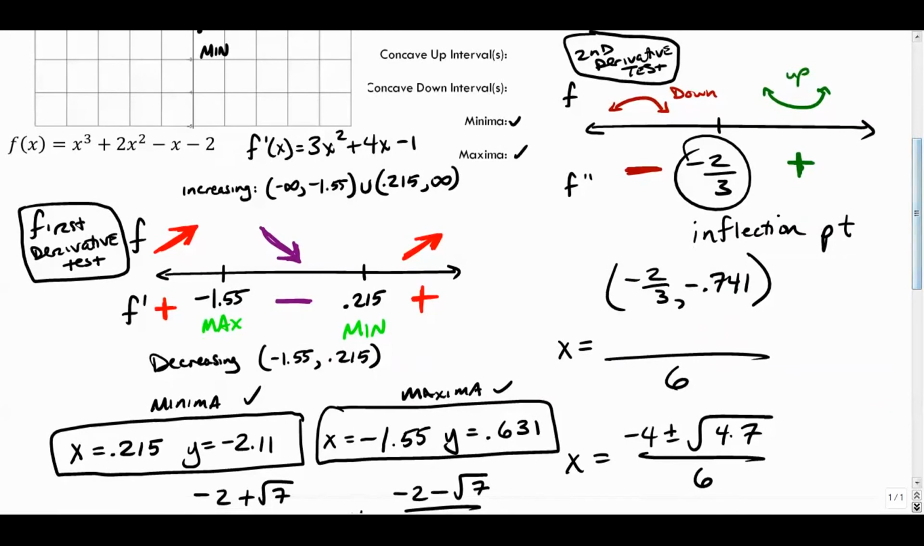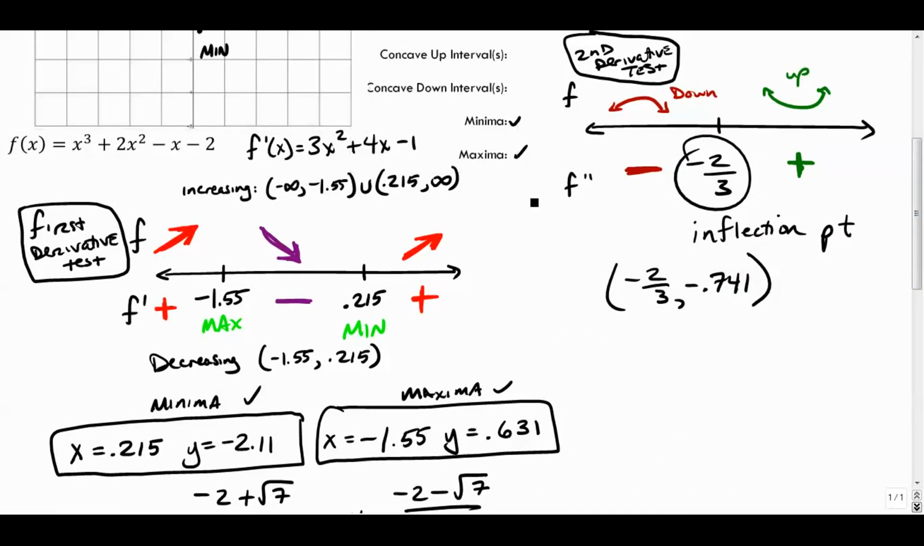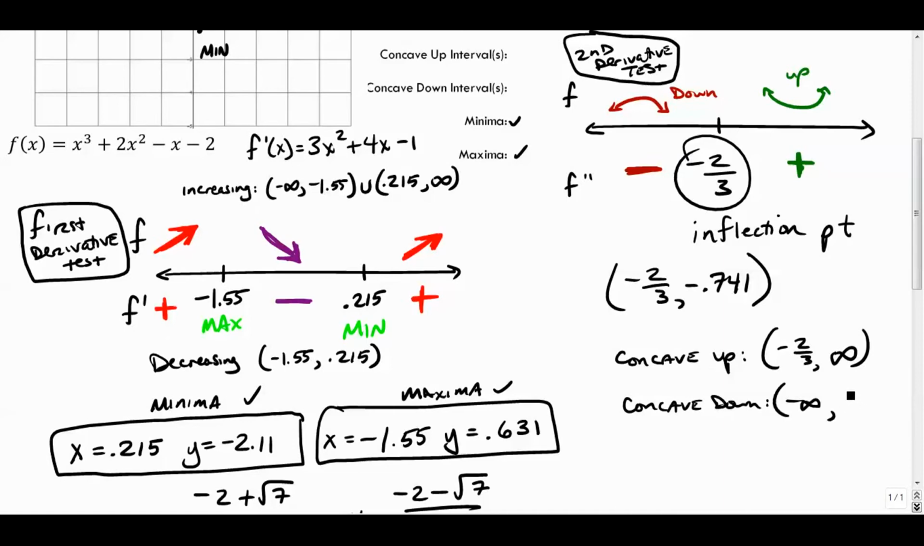The function in terms of intervals of concavity, it is concave up everywhere it's green up here, so from negative 2/3 to infinity, and it's concave down from negative infinity to negative 2/3. So that takes care of these as well.